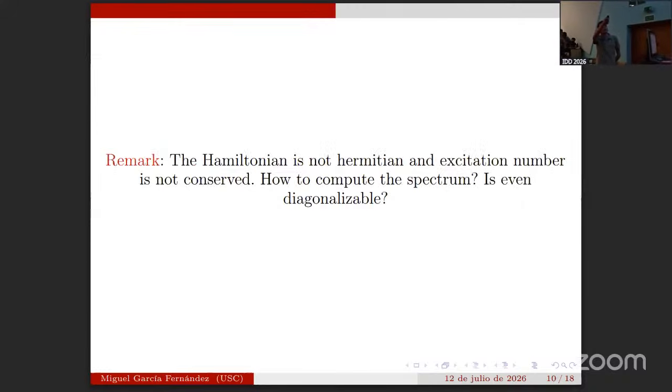So what we have done so far is construct a new Hamiltonian that is not Hermitian, and this is very clear because now the Hamiltonian contains these J minus operators. It does not have excitation number conservation. So the next question we can ask is how to compute the spectrum of this model. And even, is it diagonalizable? A priori it's not guaranteed, because the Hamiltonian is not Hermitian anymore.